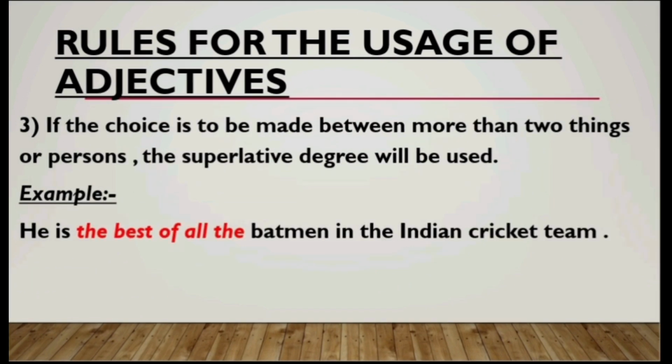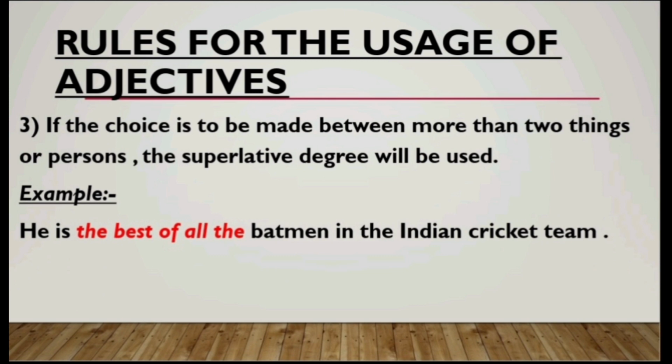Let us have a look at point number 3. If the choice is to be made between more than two things or persons, the superlative degree will be used. Very easy. When we make no comparison, we use a positive degree. When we compare two nouns, we use a comparative degree. But when we have to make a choice between more than two persons or things, we will use the superlative degree of adjective.